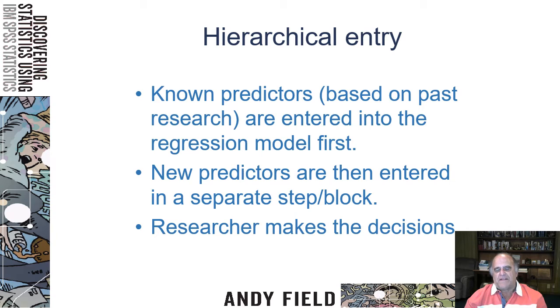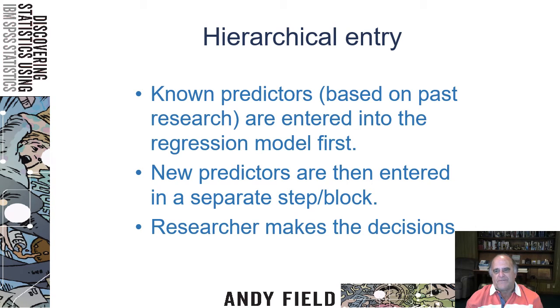All right, we'll start then with what Field calls hierarchical entry. Hierarchical entry is when we have known predictors based on past research that are entered into the regression model first. Or there may just be logical reasons. I don't think you have to have past research. There may be logical reasons for entering certain variables first. For example, maybe they're control variables, which we'll talk about later on. And then new predictors are then entered in separate steps or blocks.